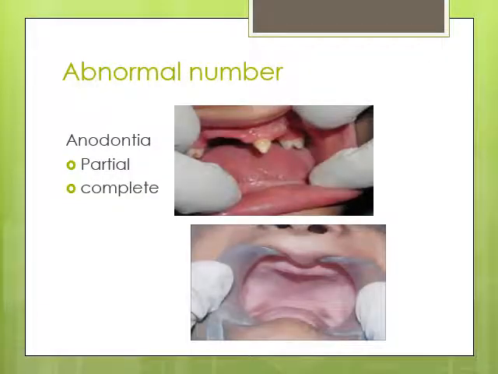First we will study the abnormal number of the teeth, the anomalies which occur in the number of teeth, right? There is anodontia, in which there could be a partial anodontia, and there is complete anodontia. In complete anodontia, there is no tooth bud present. As you can see here, no tooth is present in the oral cavity. There is complete absence of the teeth. In the partial anodontia, a lesser number of teeth are present. The partial anodontia could be of two types: the hypodontia, in which up to six teeth are missing, and the oligodontia, in which more than six teeth are absent, right?